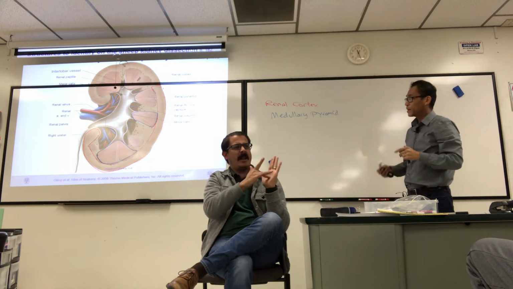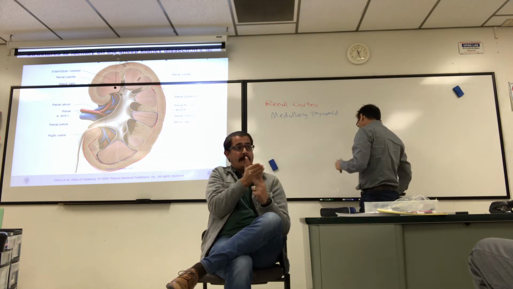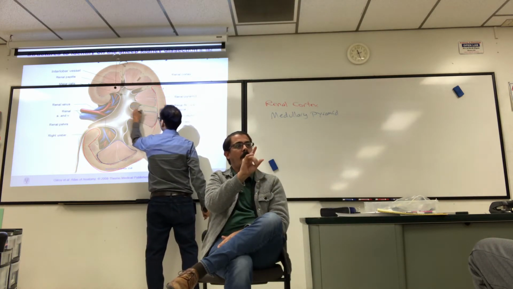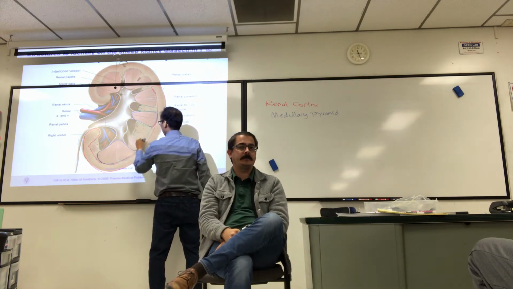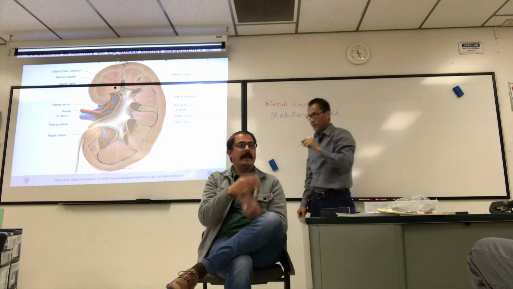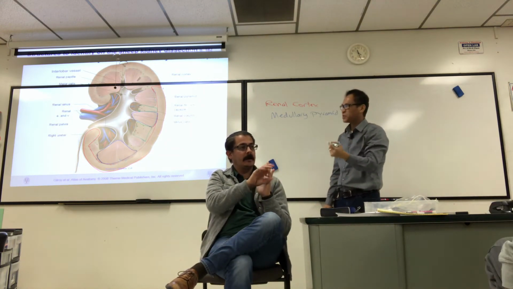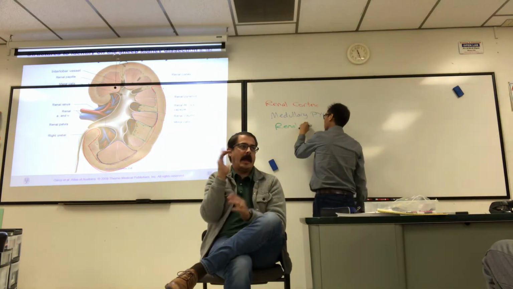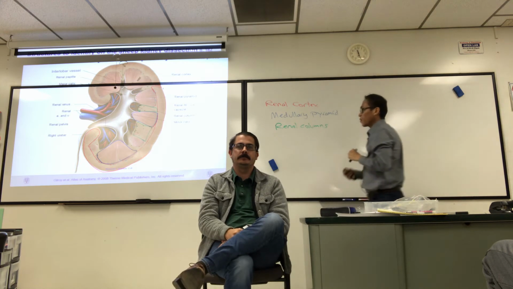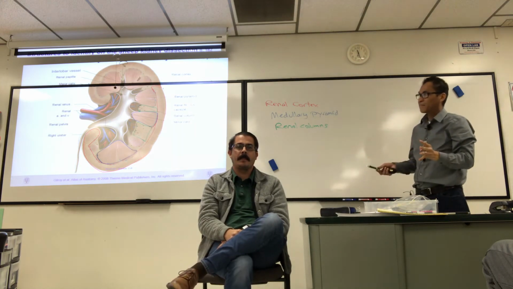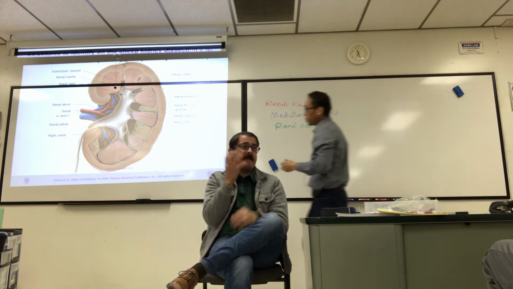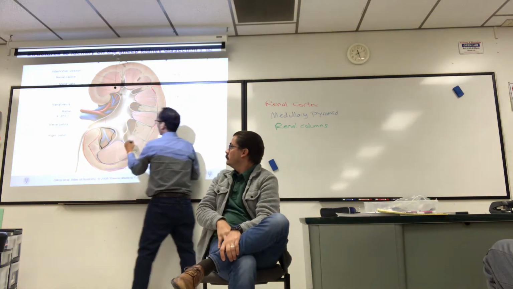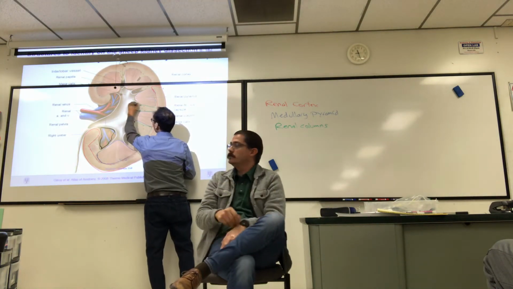Now, in between the pyramids are these regions, like here, called renal columns. Those regions in between the pyramids are called renal columns. Usually they're just spaces for blood vessels. Renal columns. There are spaces where there's basically nothing but fat and blood vessels. For example, this big space here, or this space here, or this space here.